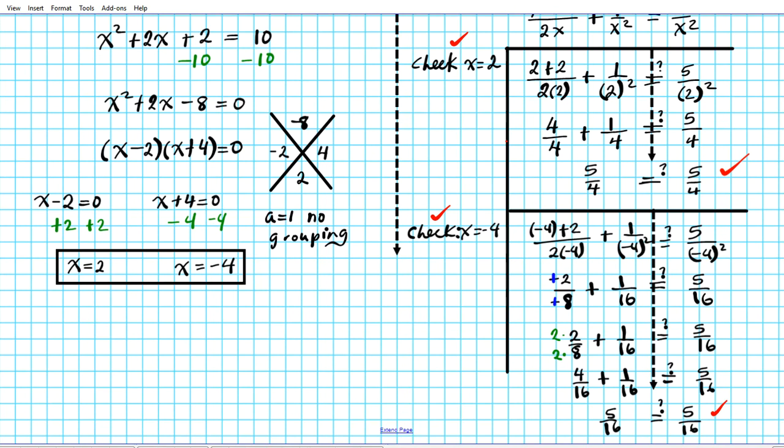Now let's assume that one of them failed the test and we did our verification steps correctly. All we'll do here is simply eliminate whichever one fails the test, and we'll take the other one, whichever one passes the test, as the solution to the rational equation.